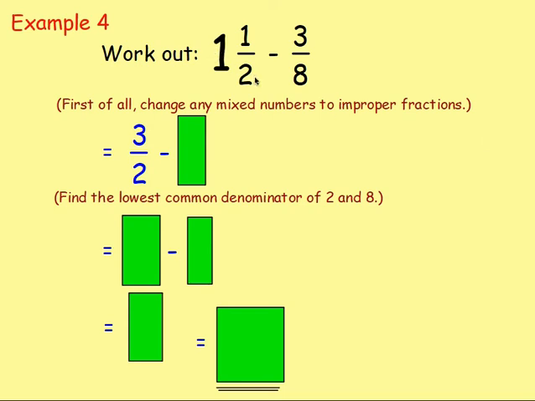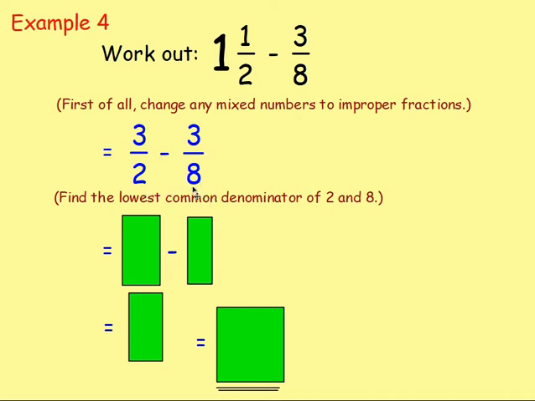You do the 1 times 2, which is 2, add on the numerator, so add on the 1, which gives you 3, and keep the denominator as is. So 1 times 2, add 1, and then keep it over 2. The 3/8, just keep 3/8 as 3/8. Now we can subtract these fractions.